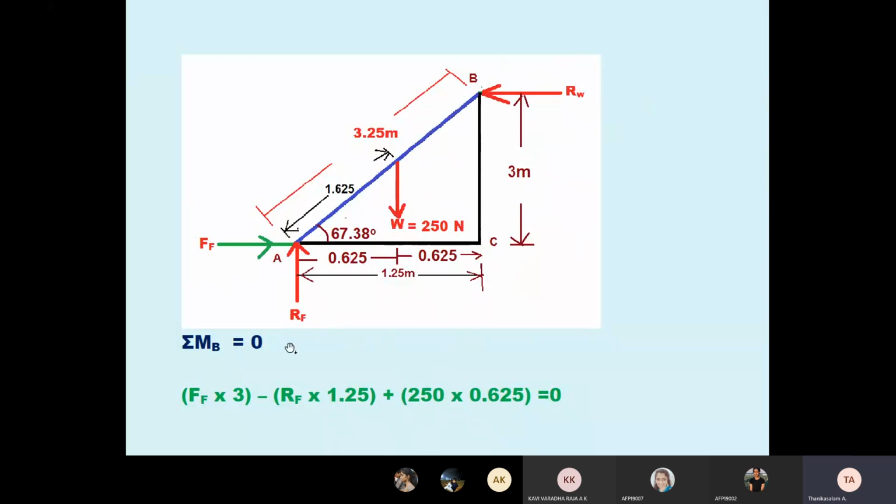What is the second force? RF. Students, RF. What is the distance? A to B here, but see the perpendicular distance only. Therefore 1.25 is the perpendicular distance with respect to B point. The RF is perpendicular. Therefore 1.25. RF into 1.25. Clockwise, no. Clockwise I take as plus, but if I have written minus, I will change it. So in this equation, I have taken clockwise minus, anti-clockwise plus. But generally clockwise plus, anti-clockwise minus.